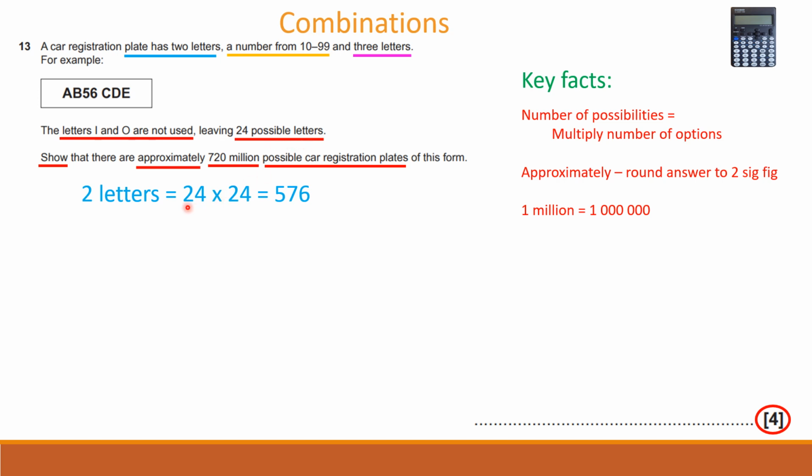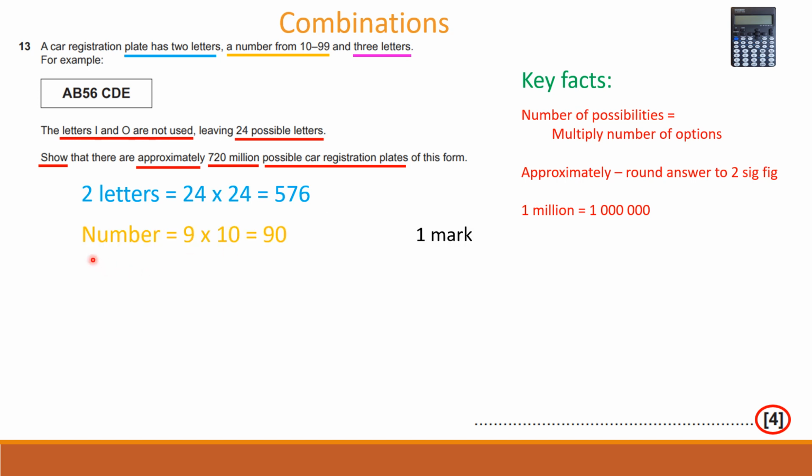So for the first letter, I've got here a letter A. There were 24 different letters I could have used instead of a letter A. The second letter, I've got the letter B. Again, there were 24 different options I could have had for the letter. So if we multiply 24 by 24, you are allowed a calculator on this, and that gives you 576.